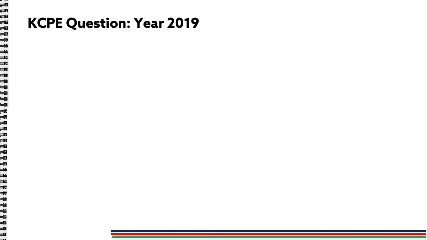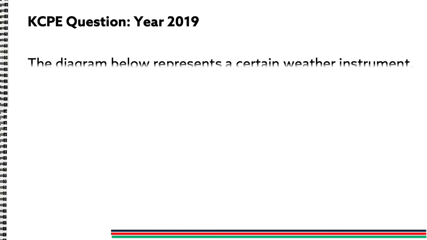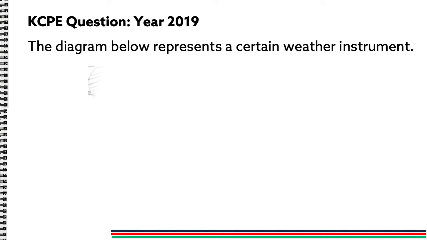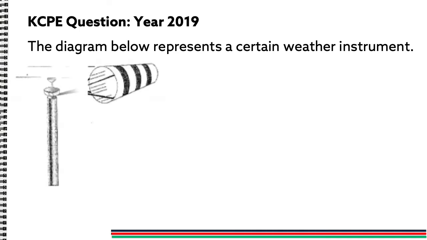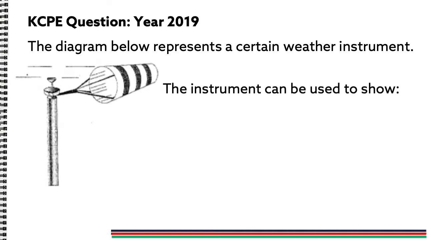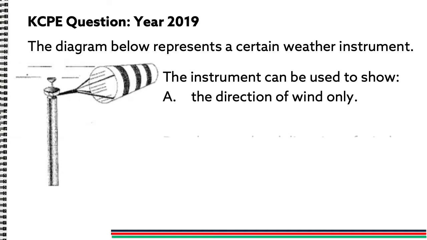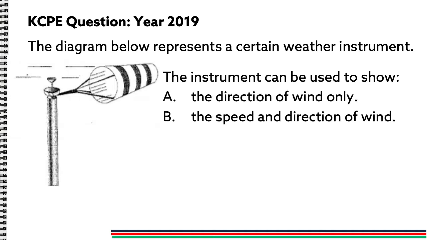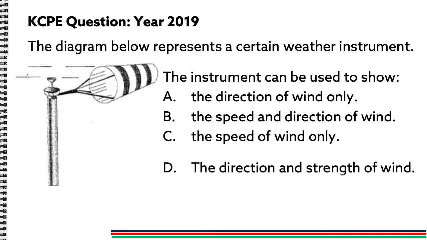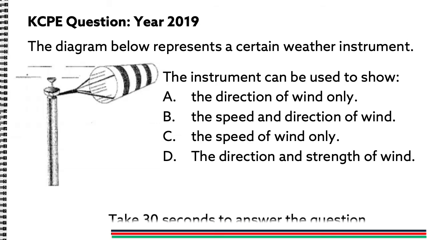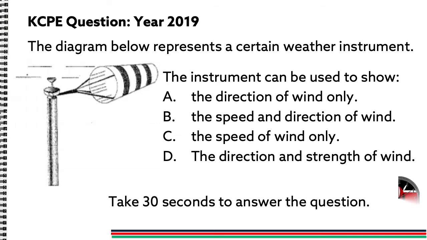Welcome to the lesson. This question had been set in the 2019 Kenya Certificate of Primary Education examination. The diagram below represents a certain weather instrument. The instrument can be used to show: A, the direction of wind only; B, the speed and direction of wind; C, the speed of wind only; D, the direction and strength of wind. Take 30 seconds to answer the question.